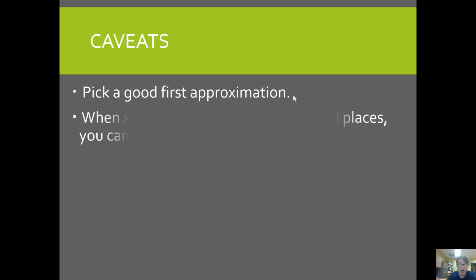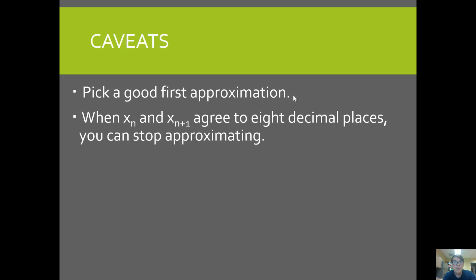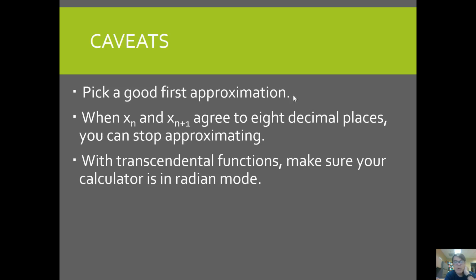Now here's the rule of thumb that mathematicians use. When x sub n and x sub n plus 1 agree to 8 decimal places, you can go ahead and stop. That's good enough. By the way, you can use this to find square roots. And then finally, with transcendental functions like sine, cosine, and tangent, make sure that your calculator is set in radian mode when you're doing this sort of thing. Well, Newton was a pretty smart guy, and I'm pretty envious of him, but hey, we all have our place in life. So this has been Newton's method.